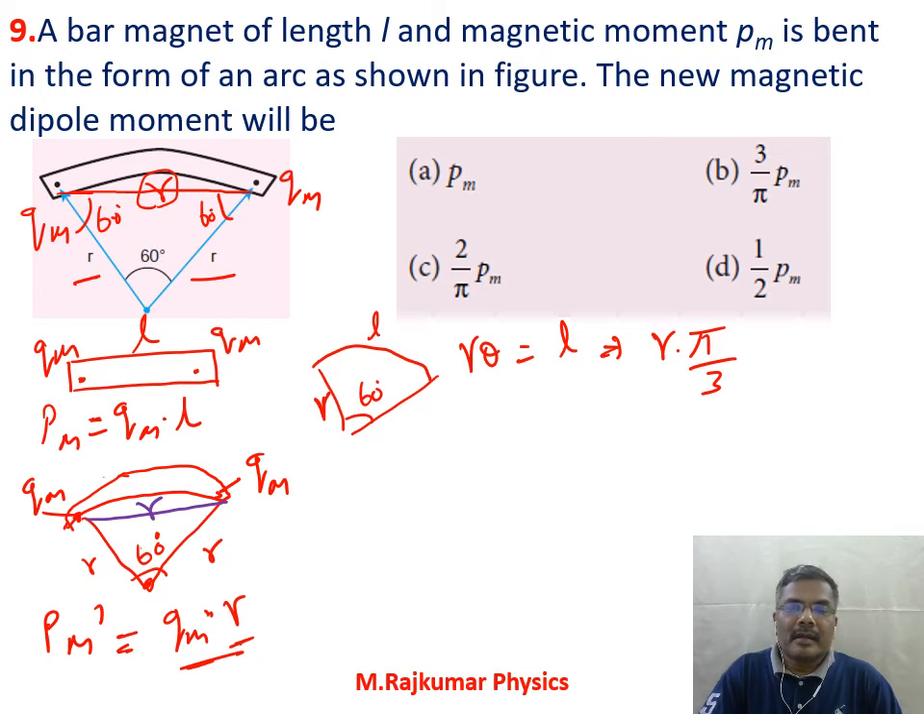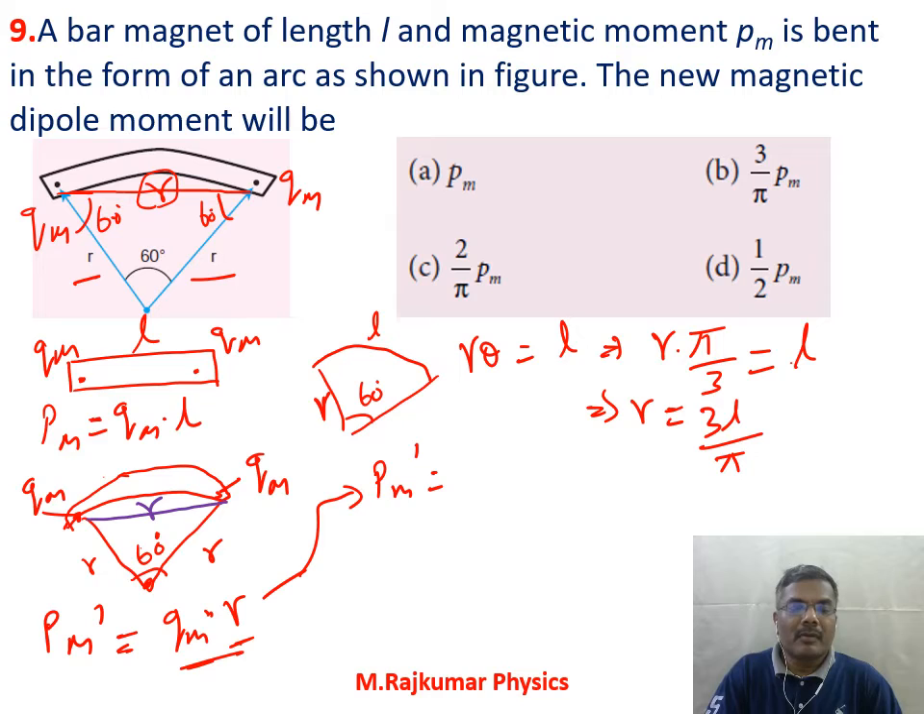So I am writing this theta in terms of pi, so R into pi by 3 will be equal to L. So this implies R will be equal to 3L by pi. Now you substitute this value here. The magnetic moment will be equal to qm, and instead of this r, you substitute this value 3L by pi. So this one I can write as 3 by pi into qm into L.